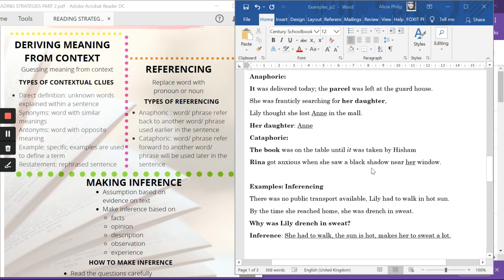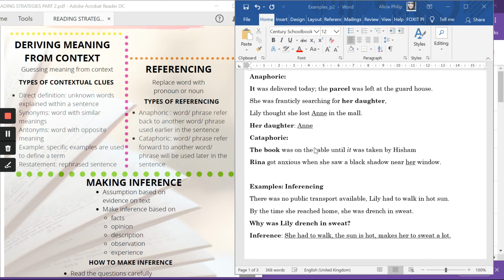Okay, now, next, cataphoric. Cataphoric is basically a word that refers forward to another phrase. So the book refers to it. Rina refers to she and her in this sentence. Okay, so that is cataphoric, forward. And then this is earlier mentioned. So the parcel here, earlier it was mentioned as it. So the parcel is referring to it. Her daughter is referring to her. Okay, so that is what anaphoric and cataphoric referencing is all about.